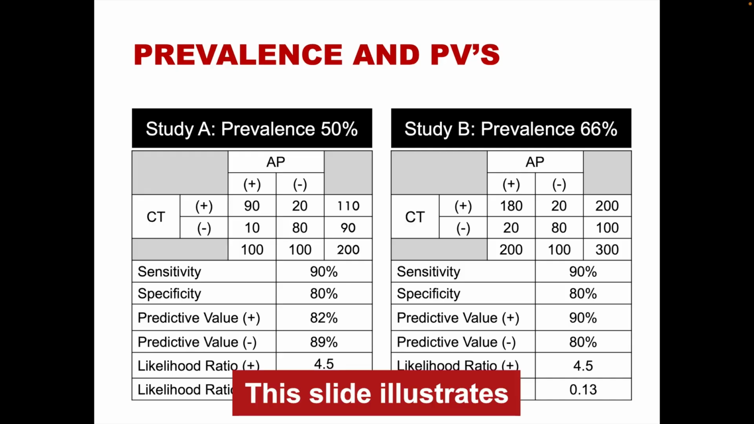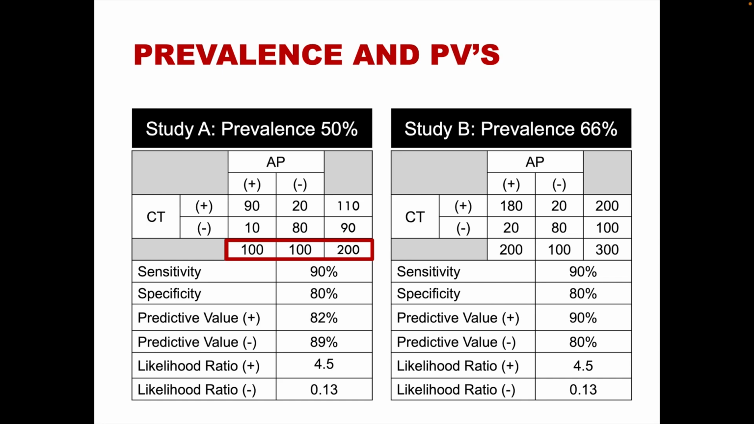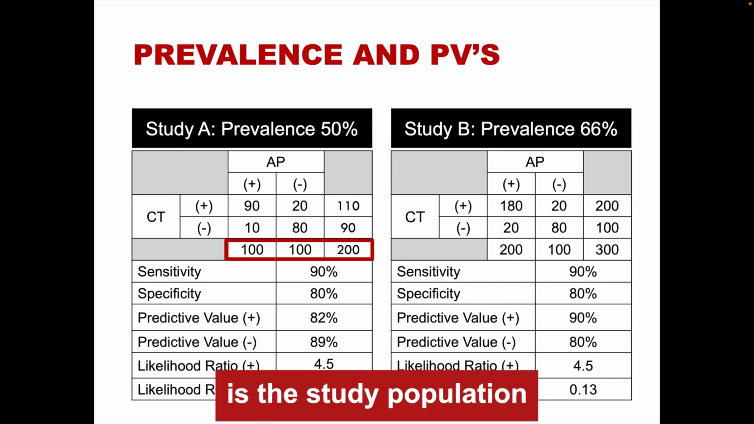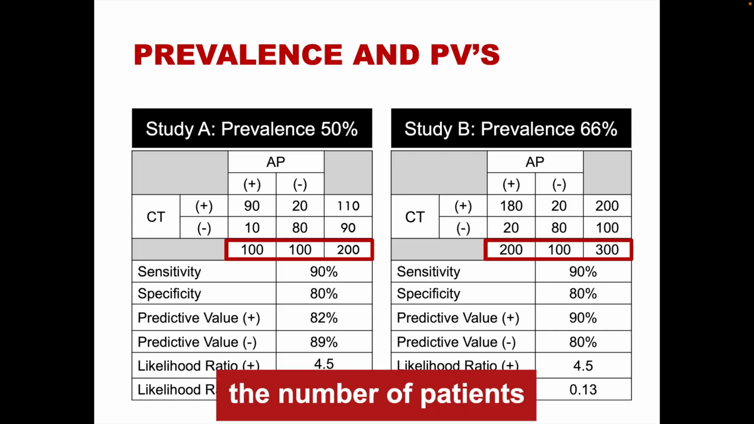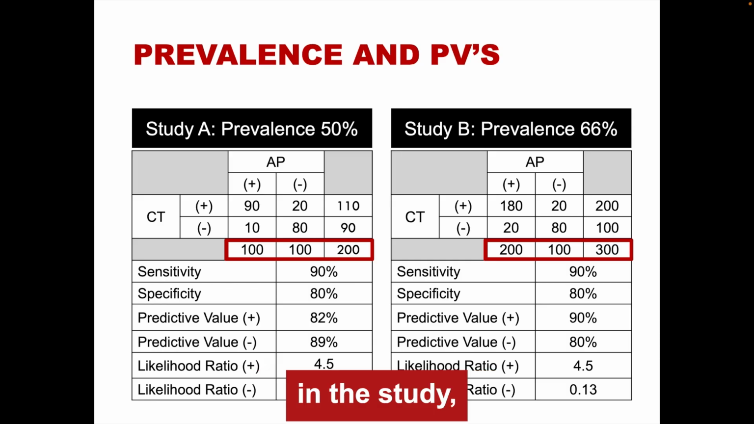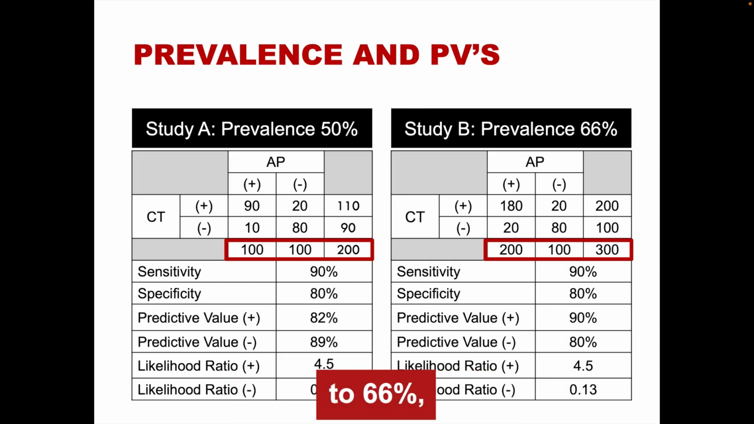This slide illustrates how the predictive values change as prevalence changes. On the left is a study population with a prevalence of 100 divided by 200, or 50%. On the right, I doubled the number of patients with appendicitis in the study so that the prevalence increased from 50% to 66%, or 200 divided by 300. Note that the sensitivity, specificity, and likelihood ratios are the same in both studies.